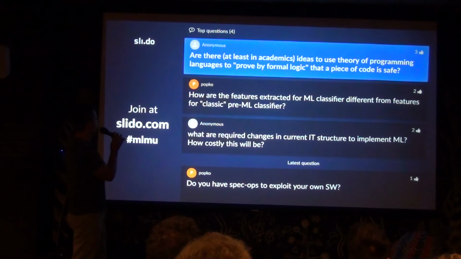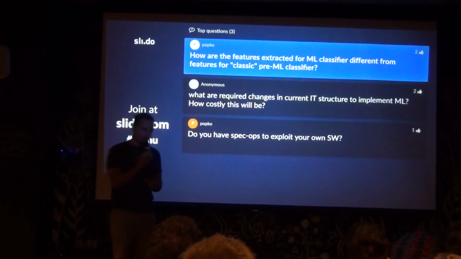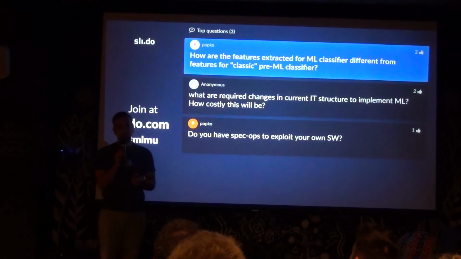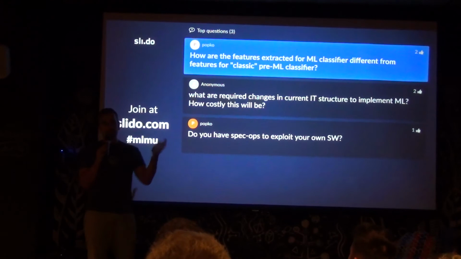How are the features extracted for an ML classifier different from features for a classic pre-ML classifier? They are not different. In 90% of cases they are not different, but we extract some features especially for machine learning that humans cannot work with. For example, flow description. It's kind of a binary representation of the call graph in the executables, and humans just cannot make good detections based on it.